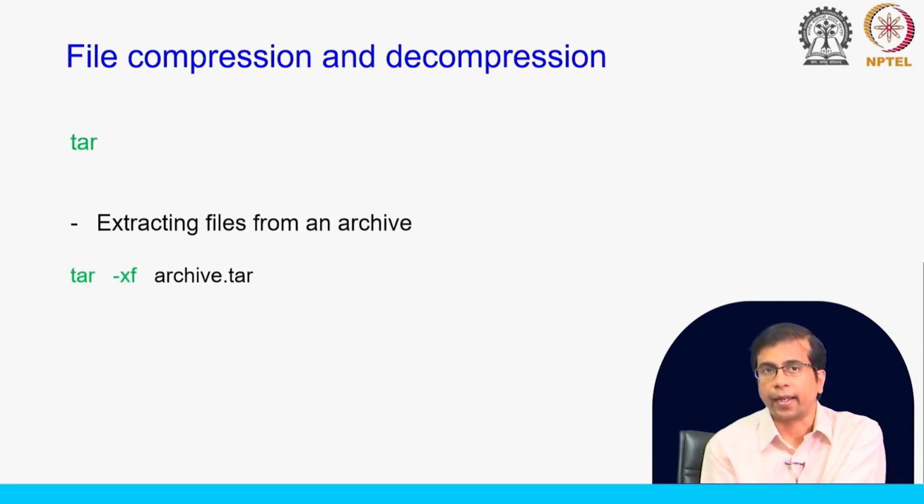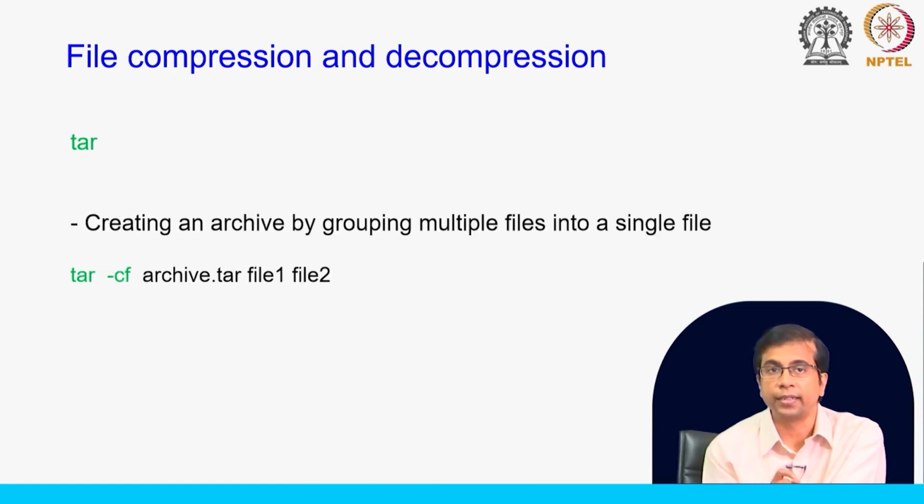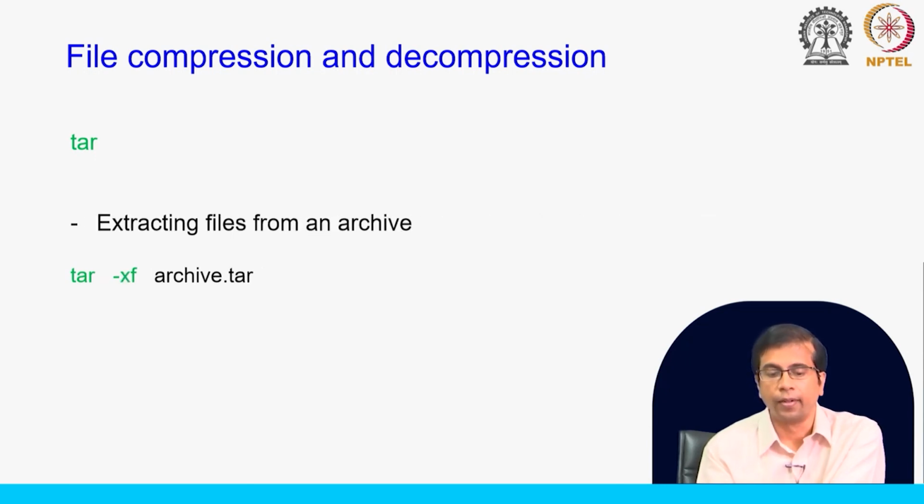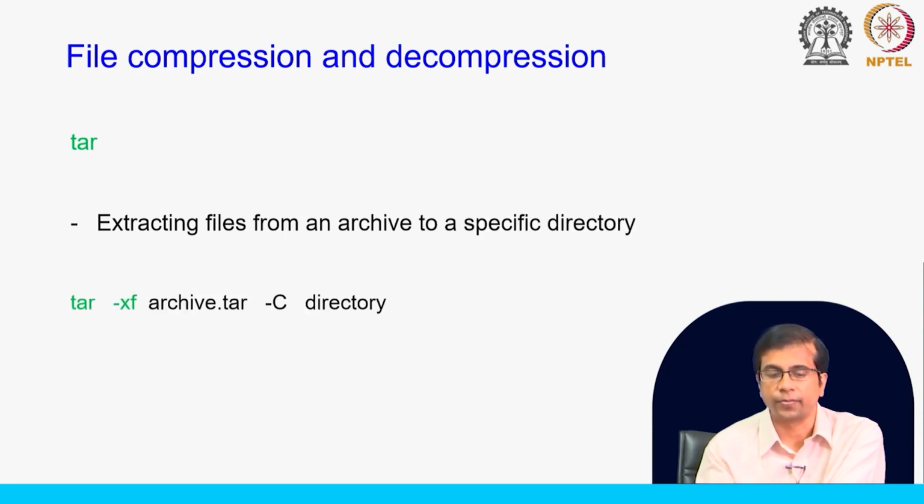If you want to create, we use this -c. F means file, so -cf, create this file. X means extract, so that is why the option is -xf. So, you have created a tar and you want to extract this, and you will write tar -xf archive.tar.